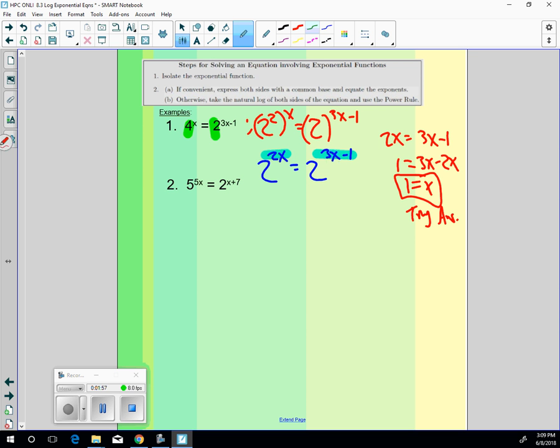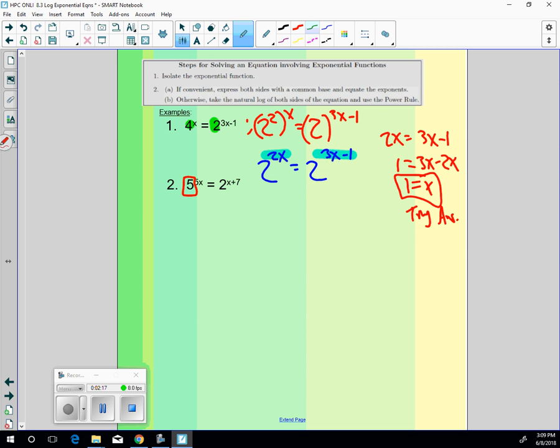Now I like to check my answer. So if I put 4 to the 1, is that equal to 2 to the 3 minus 1? Or is 4 equal to 2 squared? It sure is. Perfect.